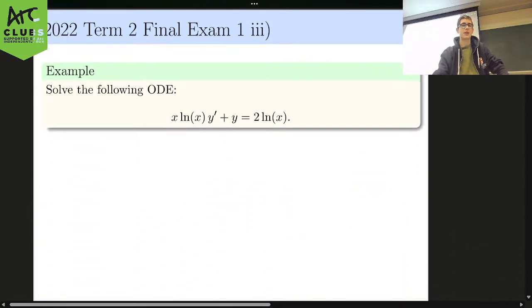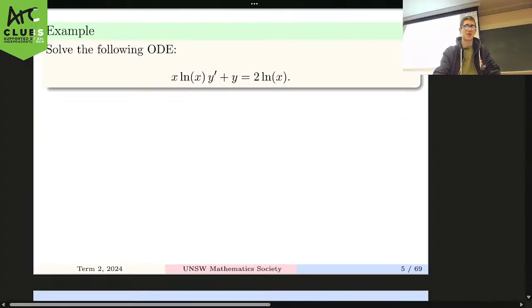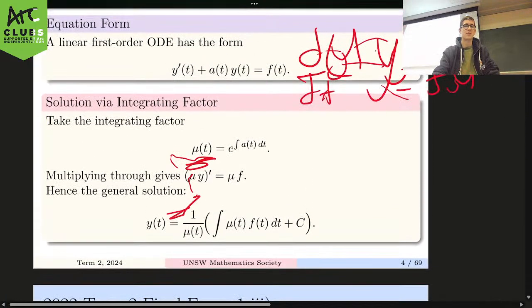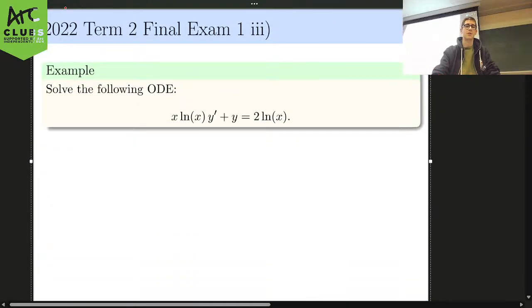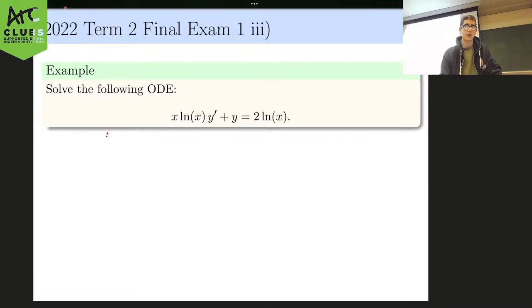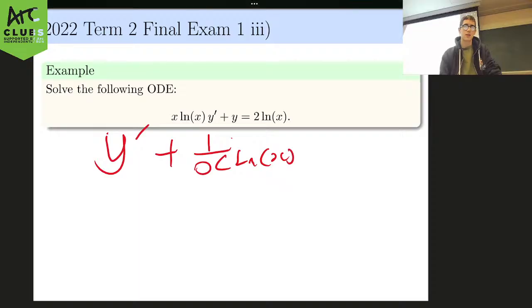So a simple example here. What you have to remember in cases like this is you always need to make sure that you don't forget to write the equation in this kind of normal form which we have here. We need to make sure that we have y dash having no coefficient in front of it, otherwise it doesn't work out in the way that we want. So first of all, we'd have to write this equation as y dash plus 1 over x ln x times y is equal to 2, dividing by ln x again, so 2 over x.